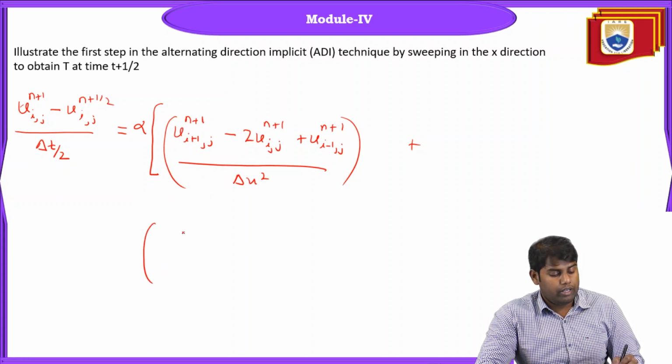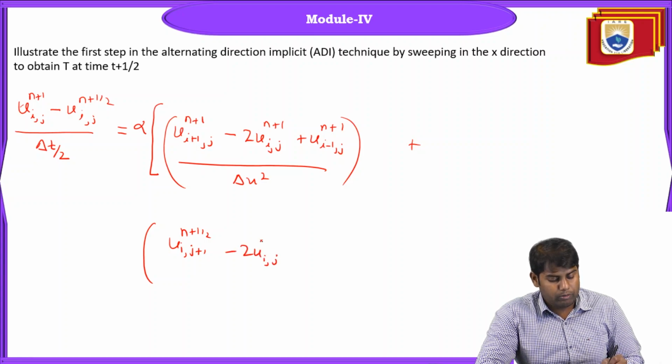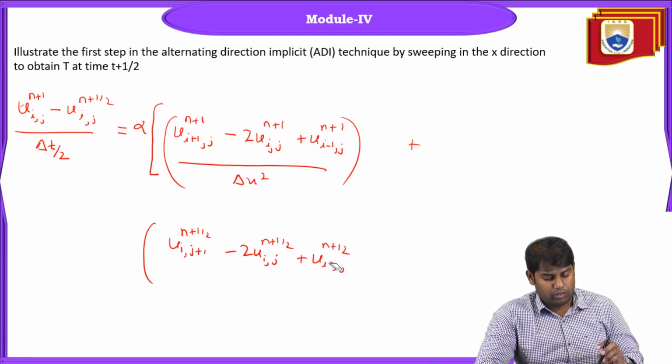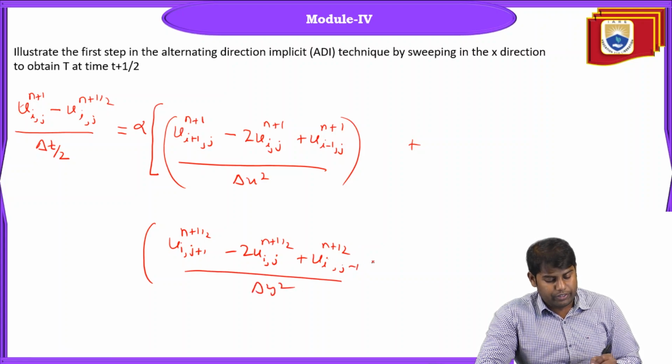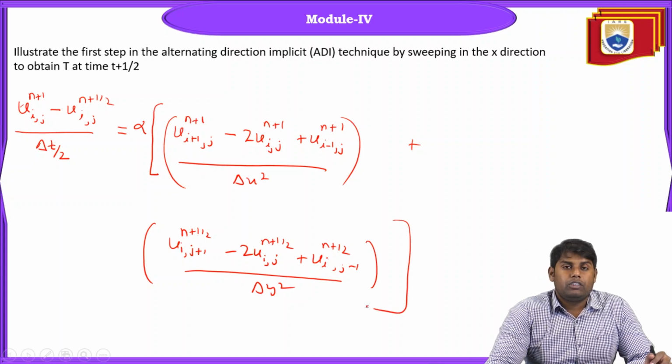So this would be u of i comma j plus 1 to the power of n plus half, because this is the known value, minus 2 u of i comma j to the power of n plus half plus u of i comma j minus 1 to the power of n plus half divided by delta y square. Okay, so this is what we have.